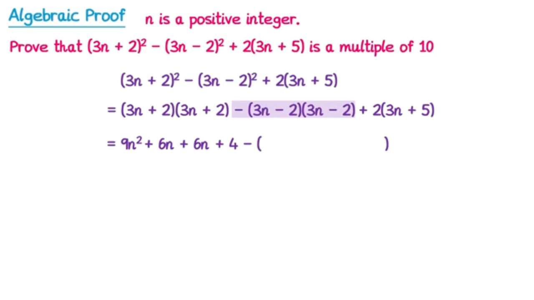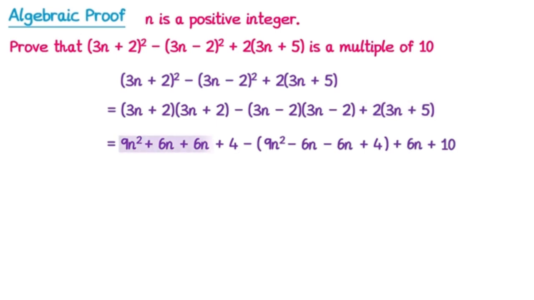So we have 3n times 3n, which is 9n squared. 3n times negative 2, negative 6n. Negative 2 times 3n, also negative 6n. And negative 2 times itself, which is positive 4. Then right at the end here, we have to expand this bracket, which we can do now. 2 times 3n is 6n, and 2 times 5 is 10.